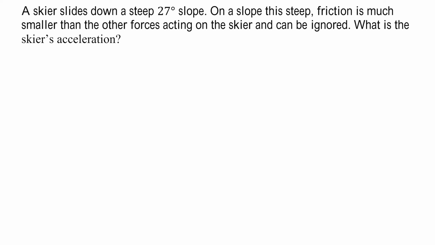Okay, so first let's try to understand what is happening in this problem. We have this steep 27-degree slope. If we draw a motion diagram, the skier is accelerating down the slope. So our first dot would be here, our second dot here, our third dot farther, our fourth dot farther. The motion diagram would show velocity vectors getting longer and longer, right?